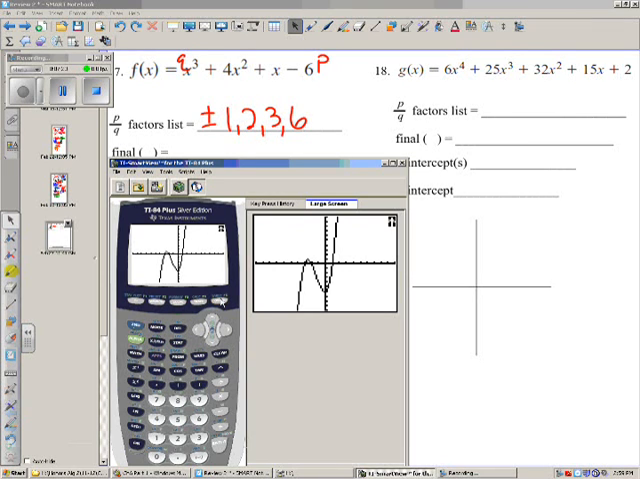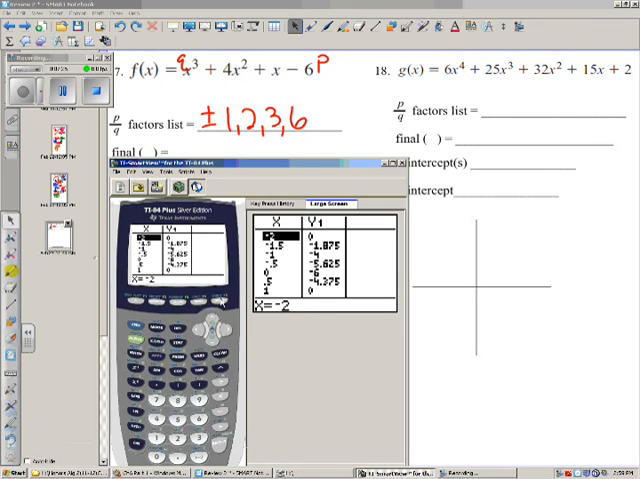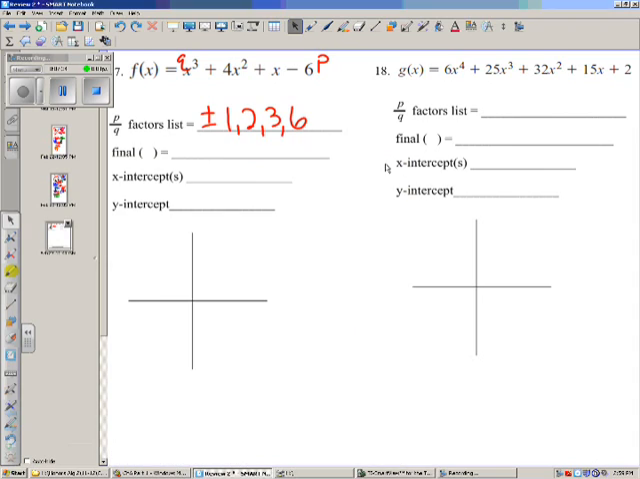I'm going to double check by looking at my table. So I see 1 works, and I see negative 2 works. And if I want to go ahead and see if negative 3 works, it works as well. So I'm going to go ahead and write them all down. And I'm going to cheat with one of them. I think I'll cheat with the 1. And here we go.